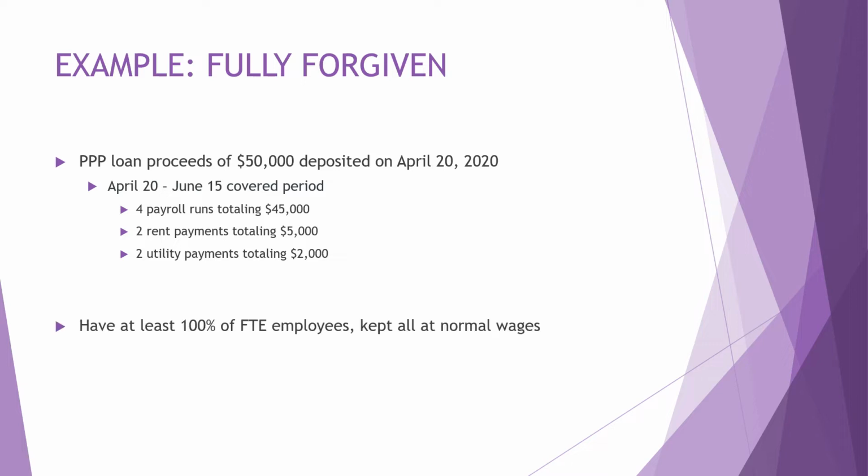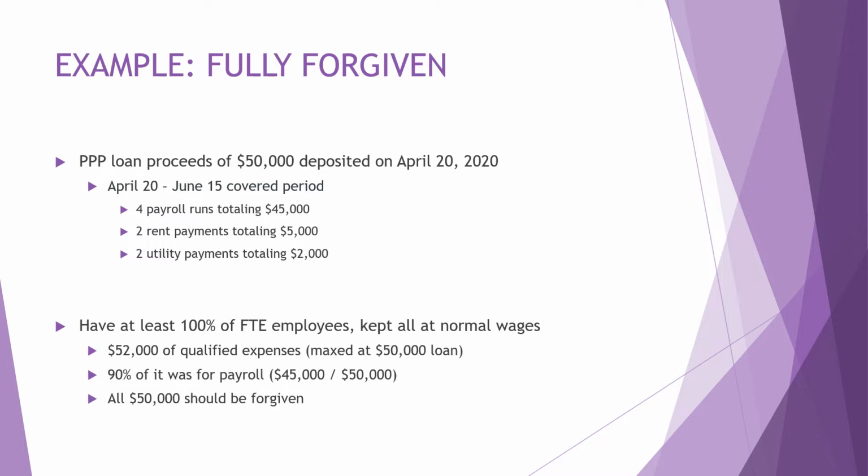We also know that we've at least kept 100% of the full-time equivalent employees and all of their normal wages, so we won't have to reduce it based on those 2 things. So looking at the above qualified expenses, we can see we have $52,000 in total. Our loan was $50,000, so that'll be our max forgiveness. We can do a calculation to make sure that at least 75% was used on payroll. We can see that 90% of it was, with our $45,000 of payroll divided by the $50,000 of loan proceeds. So we know that all $50,000 could potentially then be forgiven.